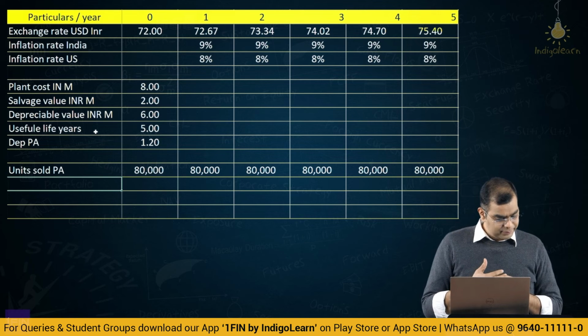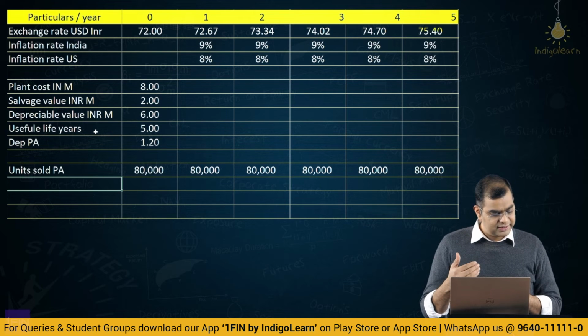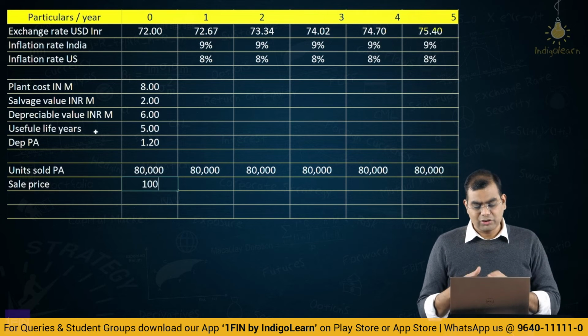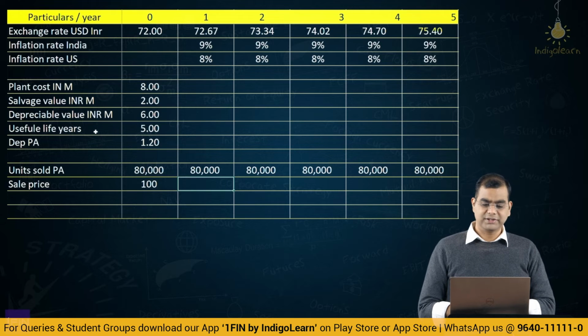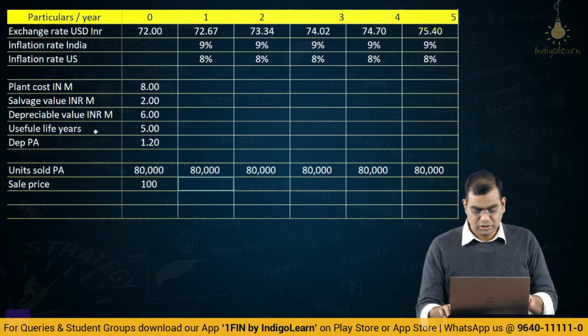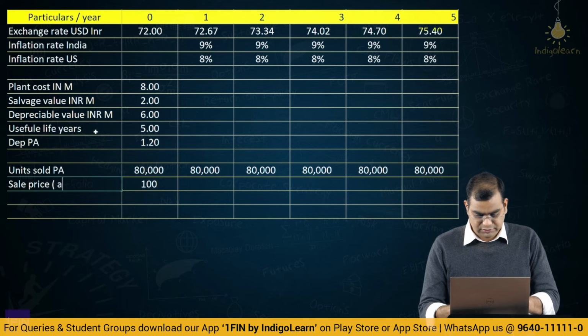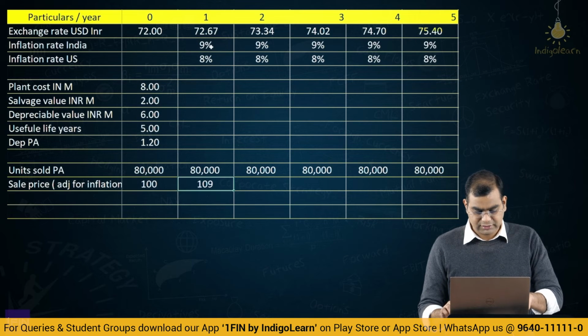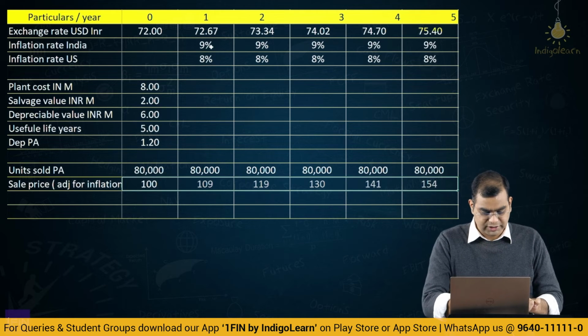The initial sale price is 100. If inflation is going to grow at 9% in India, do you think that the price also should grow? If you remember, we did a problem where we did exactly this. So sale price adjusted for inflation. You have to do this for costs also. 100 into 1 plus India inflation rate, which is 9%. So you will get 109, 119, 130, 141 and 154. Let me put them in 2 decimals.